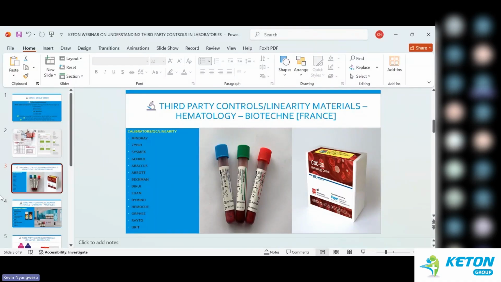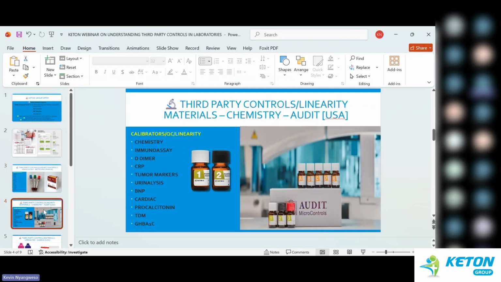So this is for hematology samples, and then for chemistry samples, like I've mentioned, we get them from Audit USA. Audit gives us calibrators, QC, and linearity samples that allow you to verify your calibration verification, also linearity samples. So we have got samples for chemistry, amino acid, dimers, special proteins, tumor markers and hormones, urinalysis, proBNP, cardiac markers, PCT, therapeutic drug monitoring, and glycated hemoglobin A1C. So all these samples, you can get them from us as a third-party control.